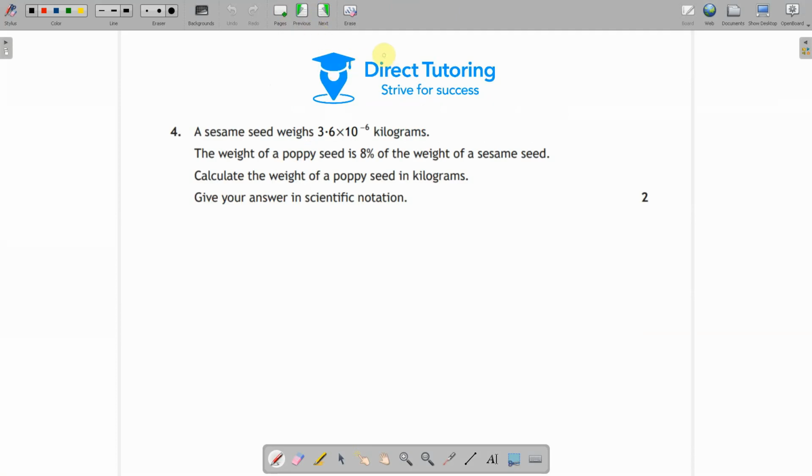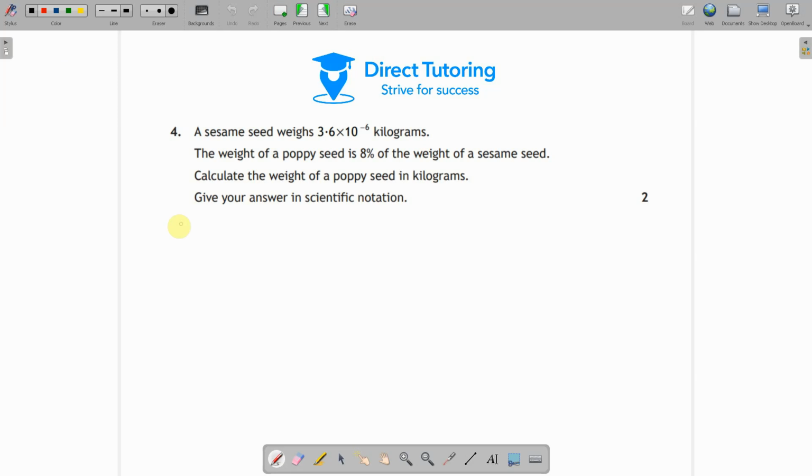So if we take a look at question 4, it talks about sesame seed weights, which is 3.6 times 10 to the minus 6 kilograms. The weight of a poppy seed is 8% of the weight of a sesame seed. Calculate the weight of a poppy seed in kilograms. Give your answer in scientific notation. So right away we know the topic that we're dealing with, which is scientific notation. However, it also incorporates some percentages.